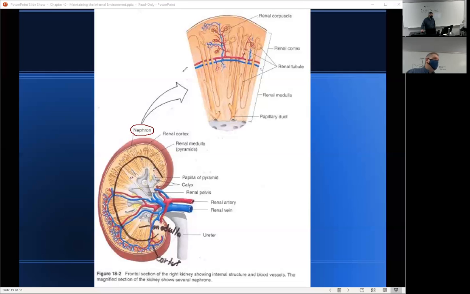Okay. So if we blow up this little section, here's the cortex of the kidney and here's the medulla of the kidney down here. You can see these little tubes or nephrons run from the cortex down into the medulla. Then they loop around and come back up into the cortex of the kidney. And again, these little tubes, these nephrons, are very important. These are the functional units of the kidney. This is where all of the excretion of nitrogen waste into the urine takes place.